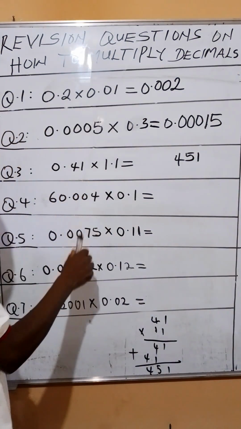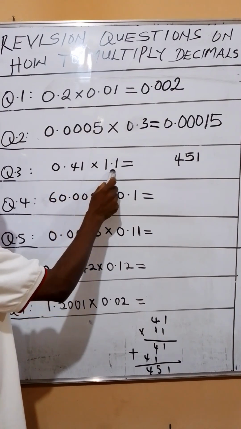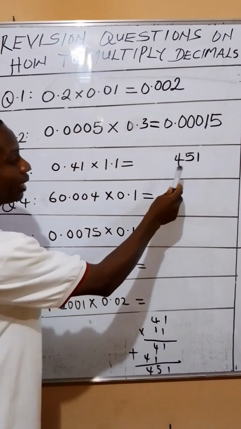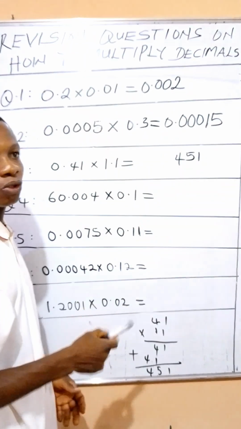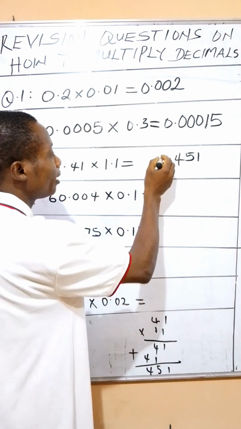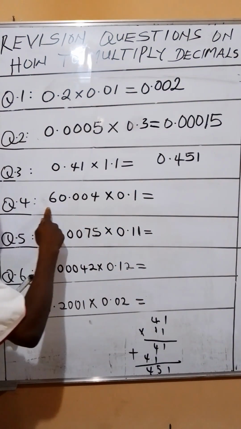Then how many decimal places? Here we have 1, 2 after the decimal point, and 1 in the other. That is 3 decimal places. And we already have 3 digits. So we already have 3 decimal places. Just put your decimal point here and put 0 here. That solves the problem.